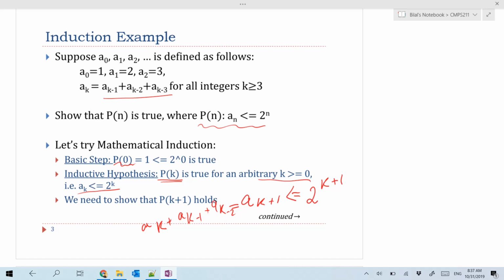So on one side, we know that a_{k+1} is less than or equal to 2 to the power k plus a_{k-1} plus a_{k-2}. According to our induction hypothesis, a_{k+1}, which is equal to this sum here, is less than or equal to 2 to the power k plus a_{k-1} plus a_{k-2}. And that's it. How to proceed furthermore?